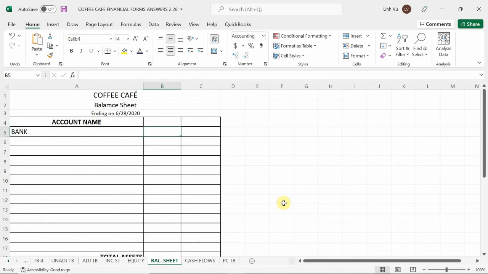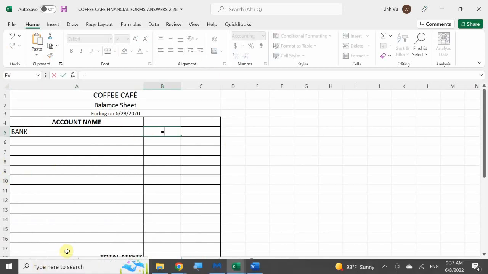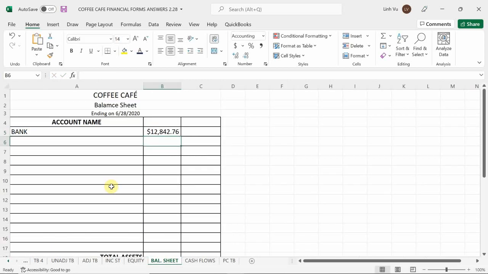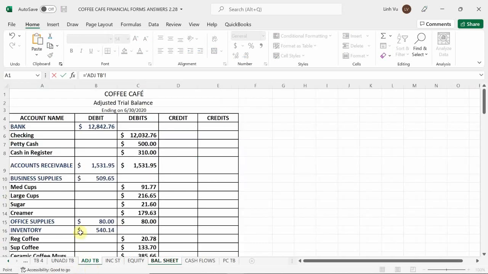And right now, do not use the left and right column as debits and credits, right? You're going to use them as the left side is going to be all of your assets, while your right side is going to be your liabilities plus your equity. So in this case, that's exactly what I'm going to do. So right now, my total bank account, which includes my checking, petty cash, and cash in the register, I have a total of $12,842.76.